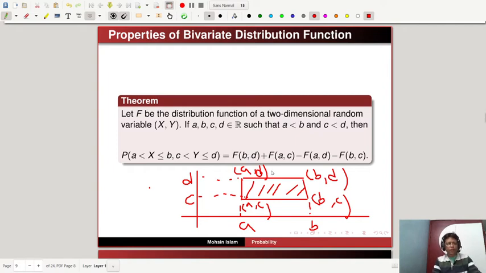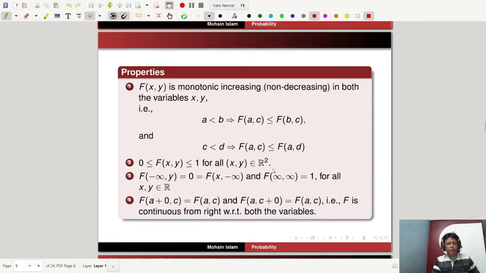Okay, so next are some properties. You know the similar properties of the random variable: if you have discussed the properties for only one random variable x, that is a single random variable, we have talked about the one-dimensional distribution. So it is the same thing. Fxy is monotonic increasing or non-decreasing in both the variables x and y. So this is number one.